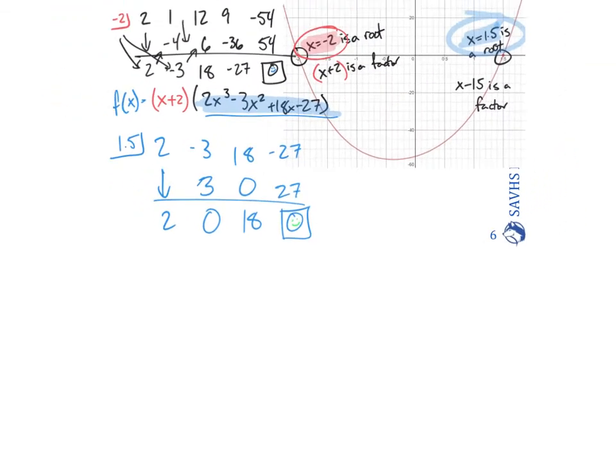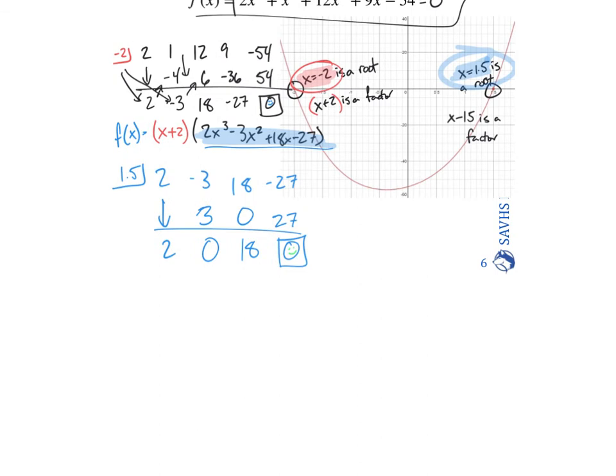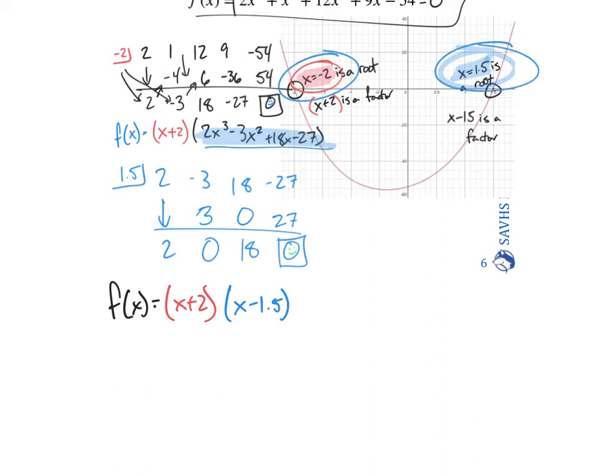Okay. So then, what do we get? We can rewrite f of x as x plus 2 times x minus 1.5. That's what we know from here and here. I guess the factors are written here too already. And then what do we have left? Well, we have 2x squared plus 0x plus 18 at the end.